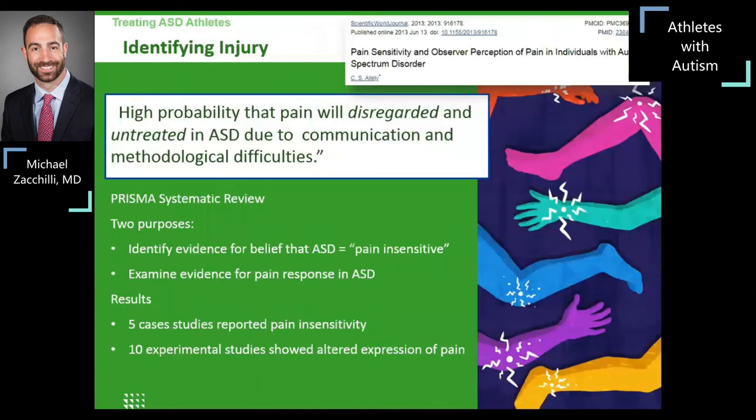Identifying injuries in these patients can be difficult. They have a really difficult time communicating. They also have a difficult time understanding and feeling their body. So there's a high probability that pain is disregarded or untreated in these patients.